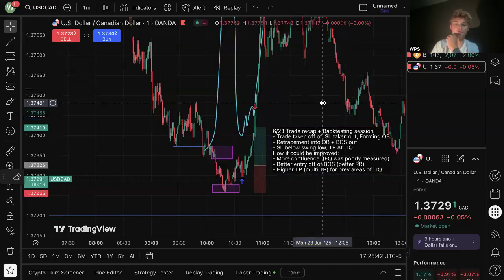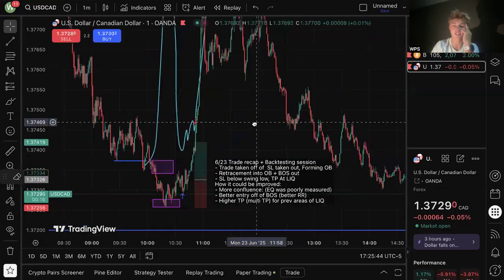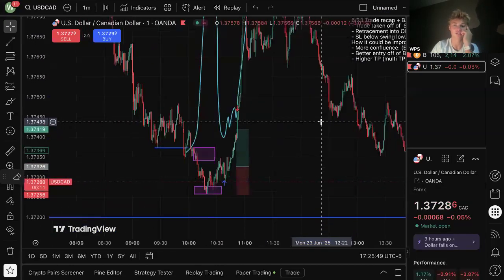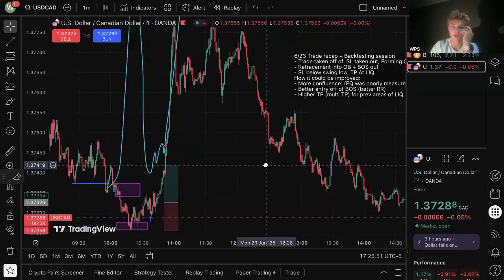This is a trade recap plus a backtesting session on Bitcoin USD. Starting off with the trade, this was executed on USD Canada.